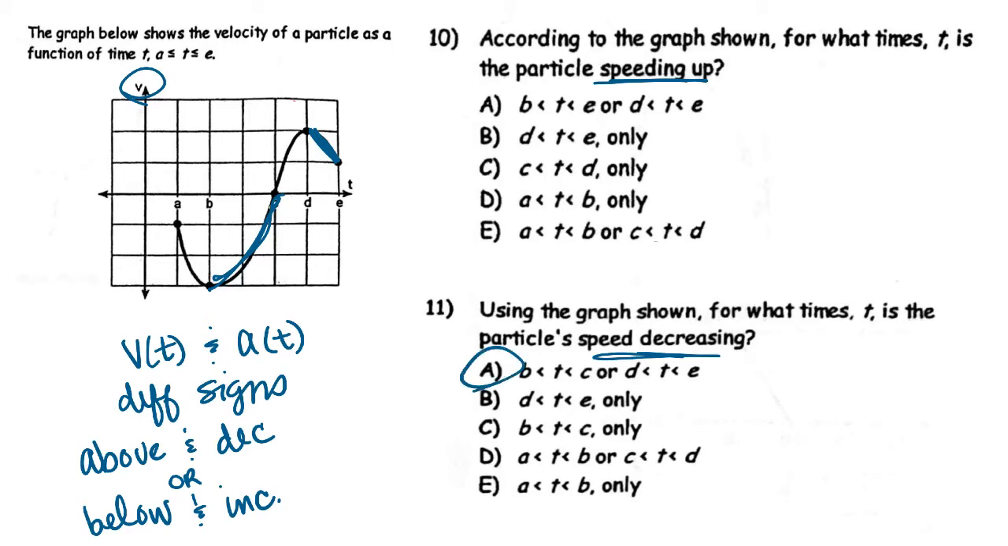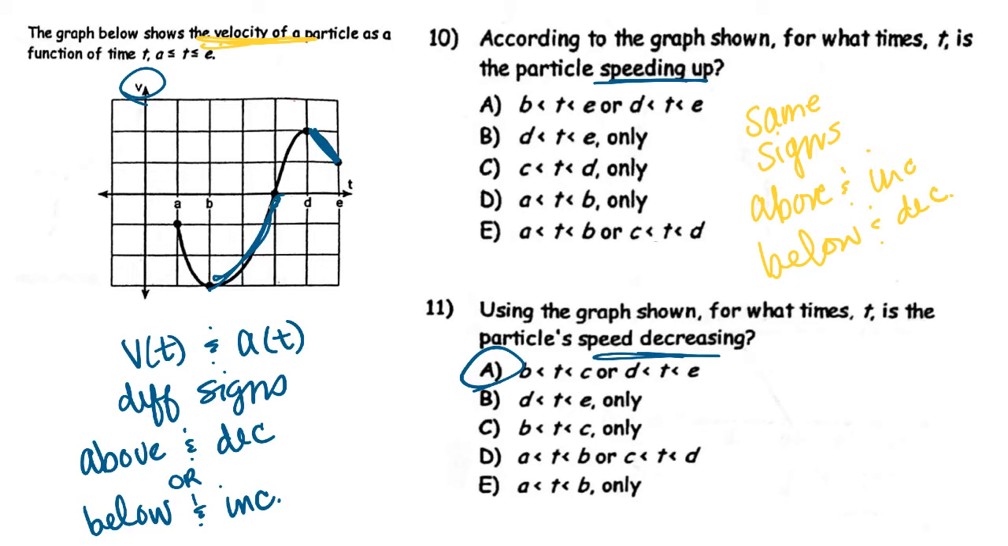So answer choice A. Okay, now where is the particle speeding up? Speeding up means that we have the same signs. So that means that we're going to be above and increasing, or we're going to be below and decreasing. And again, please keep in mind this is because we are given the graph of velocity. That's why we can say this. If that graph changes, then certain things have to change. And then we would have to bring in concavity to get our acceleration.